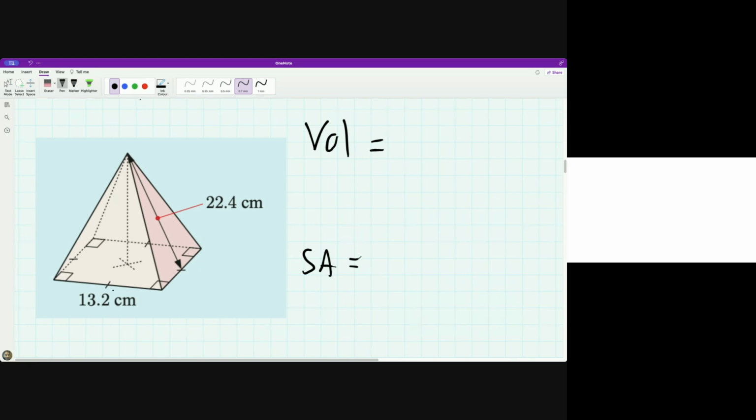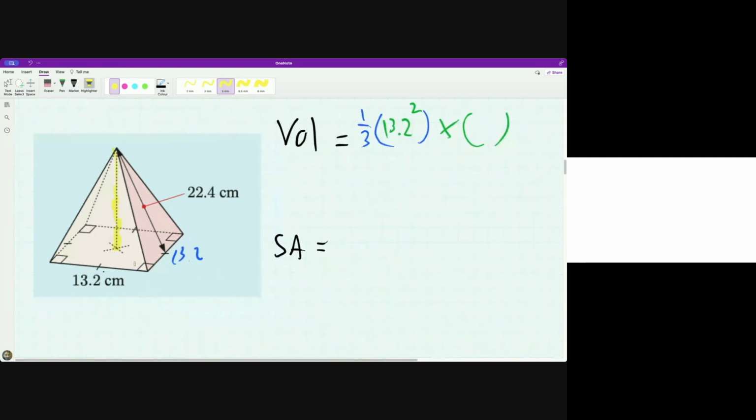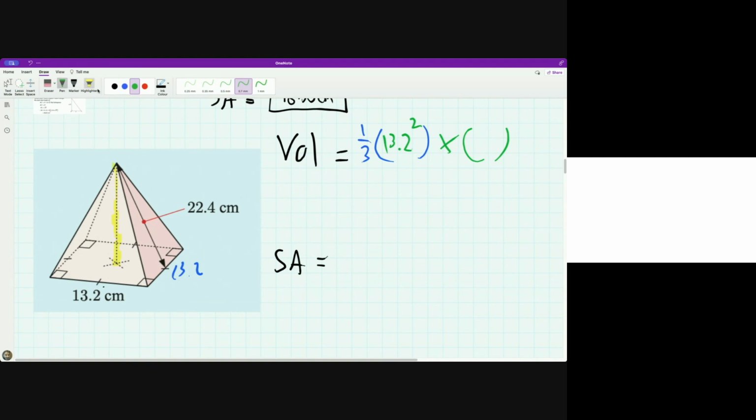Now, I see these little markings here. This makes me happy because I know it's a square. So this is 13.2, that's 13.2, 13.2 here, 13.2. So a third times the area of the base, well, that's just going to be 13.2 squared, times the height. Now I need to go looking. I've got a bit of a problem because last time they gave me the height. Does anybody have any ideas for how I can get out of this problem I found myself in?